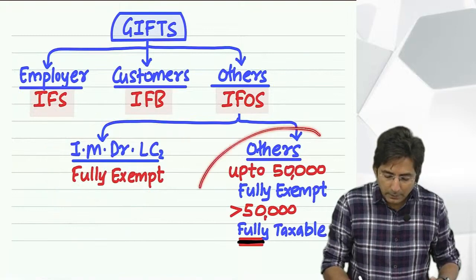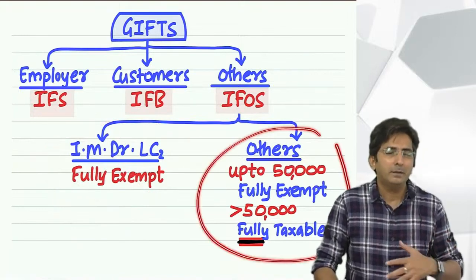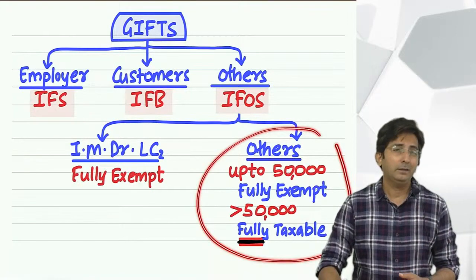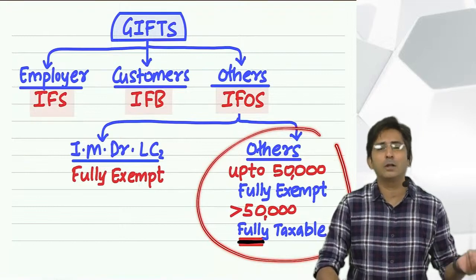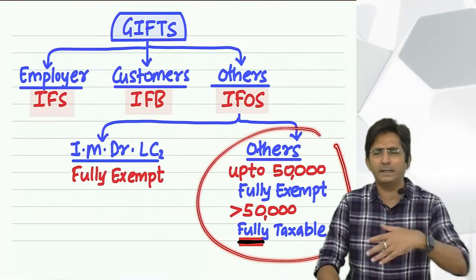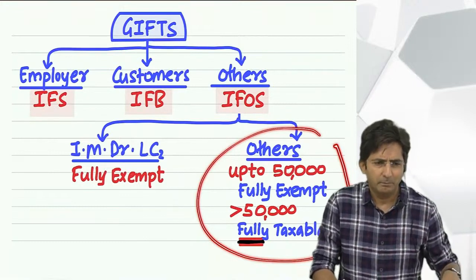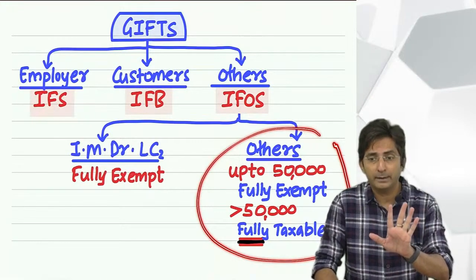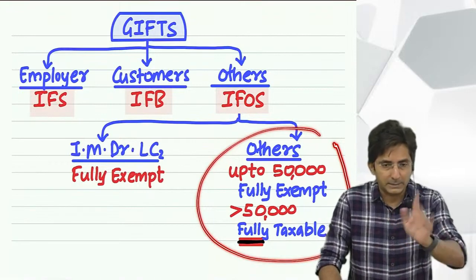But other gifts are not so genuine. But then also what the government says, you know, nowadays there are friends also who are so loving. Friends also give gifts of 40,000-50,000. So up till 50,000 we are ready to believe. But only up to 50,000. Okay. See how that 50,000 is measured, I'll tell you.